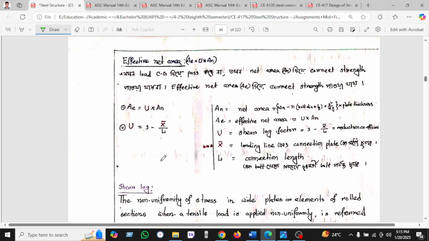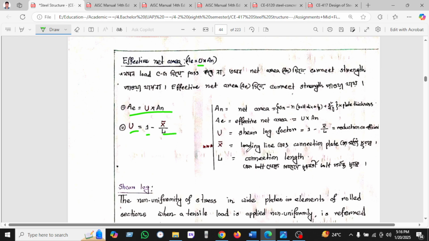Okay, we have seen another, the effective net area. The effective net area will be A into U into area. What is the U? Why do we need the effective net area? When the load does not pass through the CG, then we have to calculate the effective net area. Okay, so U equals 1 minus x bar by L.